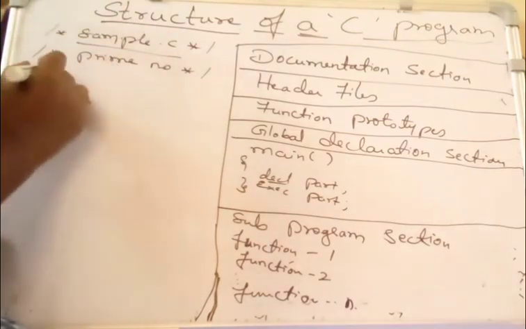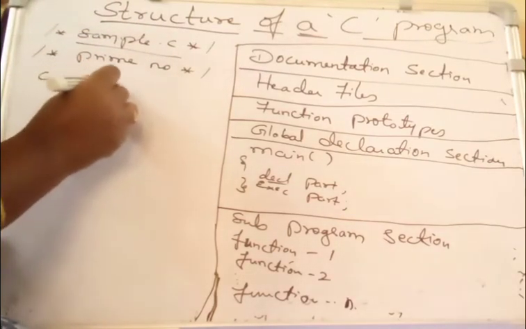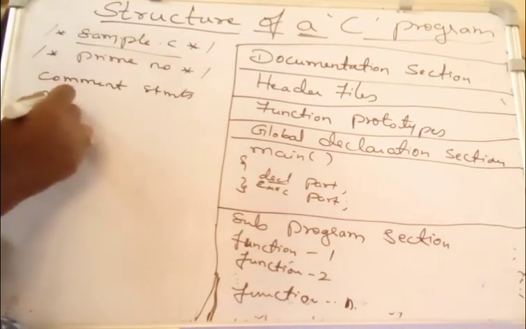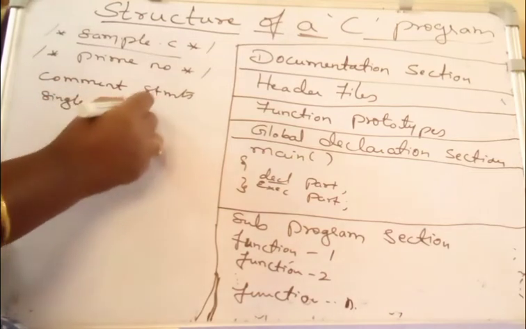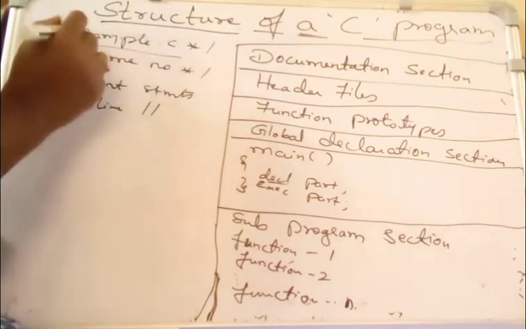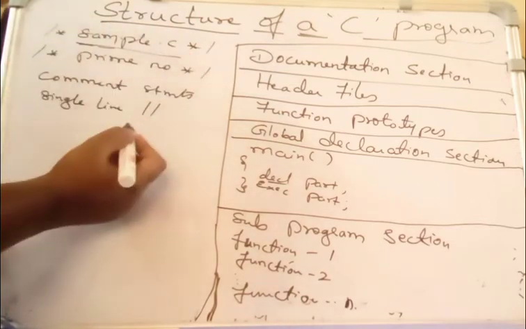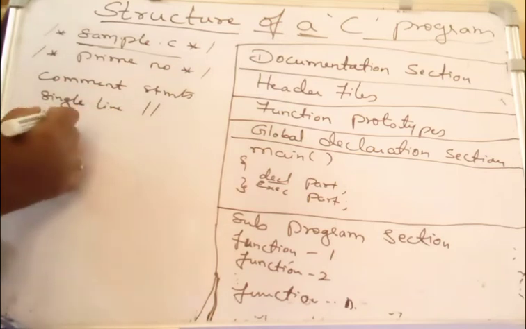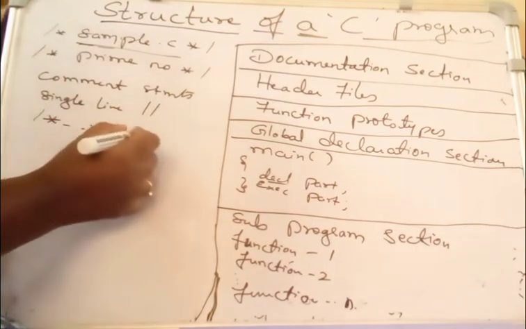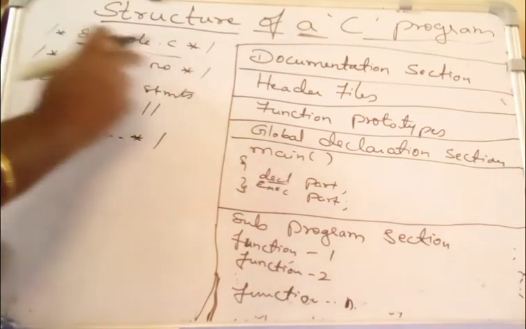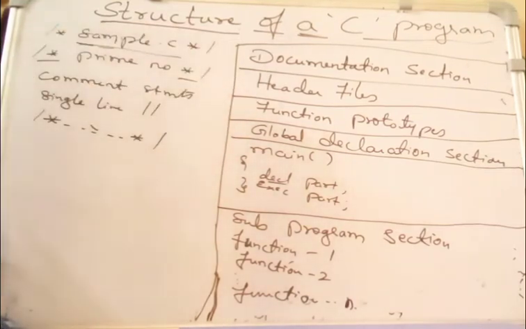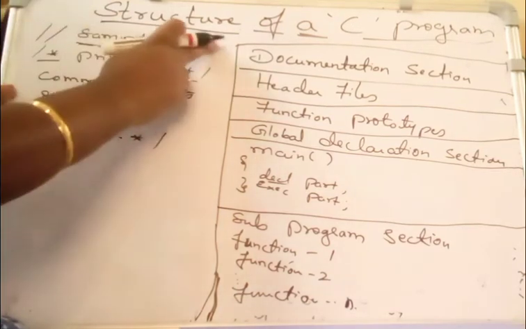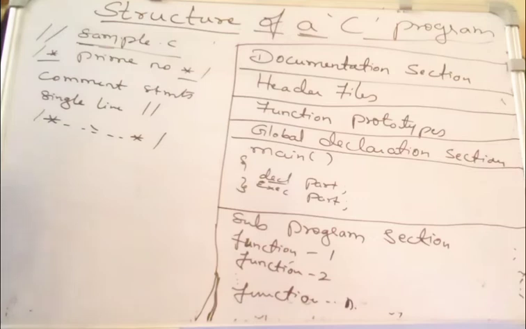Comment statements are of two types here: single line comment statements or multi-line comment statements. Single line comment statements we write like this, and we write any information which the user can understand related to the program. Or I may use multi-line comment statements: slash star, some text, followed by star slash to end. See, now I have used multi-line comment statements. So either you can use a single line comment statement at the beginning of the code itself like this, or you can use a multi-line comment statement.